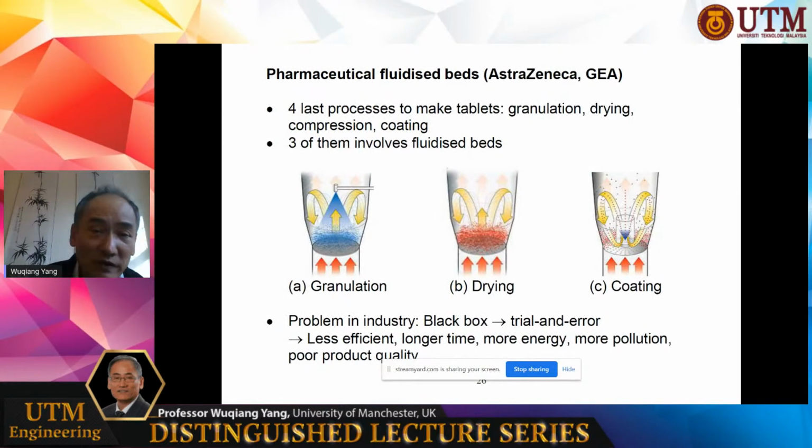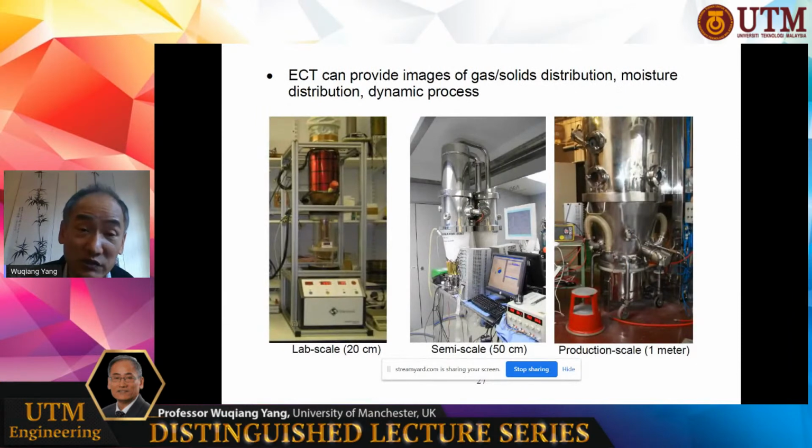Another application is pharmaceutical flow despite. We work with AstraZeneca in Sweden and GSK in the UK. To make a tablet, there are 4 processes in the end: granulation, drying, compression, and coating. 3 of them involve flow despite. The problem in industry is flow despite still like a black box. They have to do trial and error. The consequence is less efficiency, long time, more energy consumed, more pollution, and more importantly, product quality cannot be guaranteed.